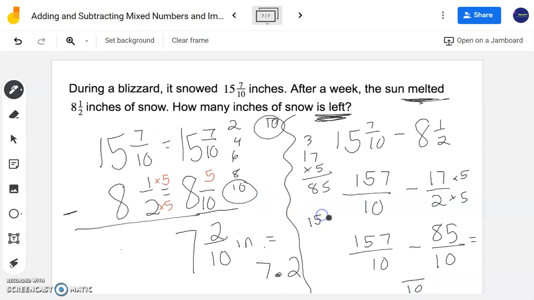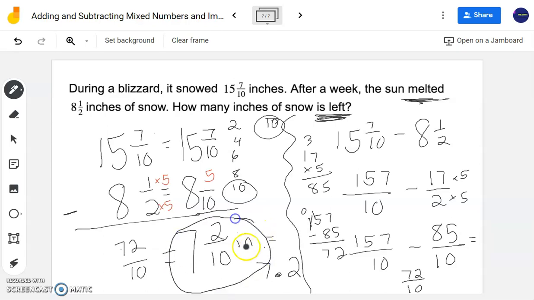So now I'm going to subtract my numerator, 157 minus 85. So let's subtract, we borrow here, and we're left with 72/10. Now notice here, 7 2/10 is equivalent to 72/10. But if you're describing how many inches of snow is left, are you going to describe, hey, there's 72/10 inches of snow left in my backyard? Probably going to use 7 and 2/10. It's a little bit easier to understand when you're representing this answer as a mixed number. If you choose to leave your answer as 72/10, that is still correct, and that's absolutely fine.